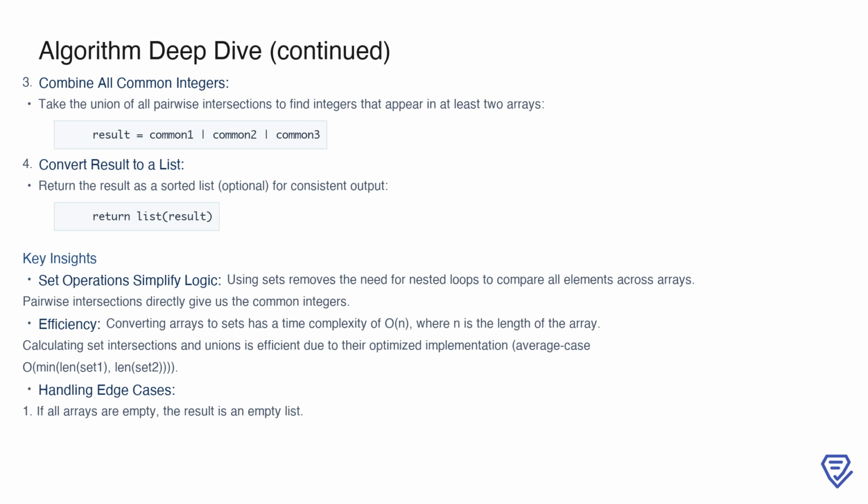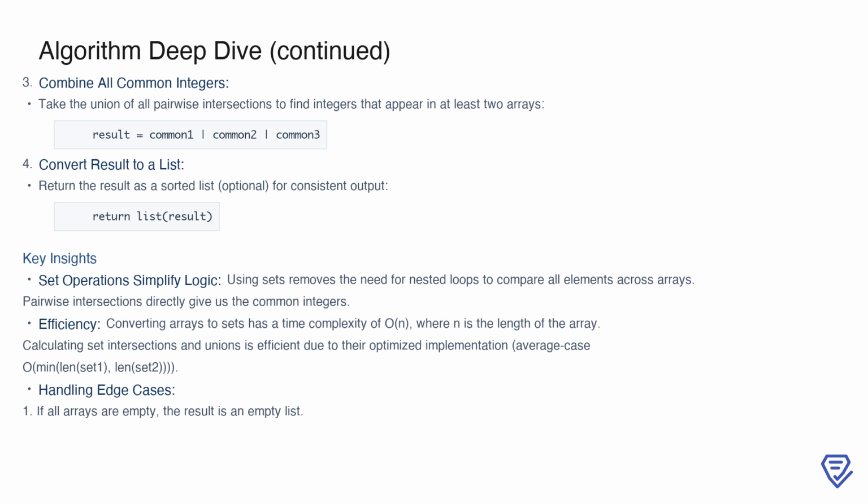After calculating the pairwise intersections, the next step is to combine all the common integers. This can be done by taking the union of common 1, common 2, and common 3 using the set union operator. This union will give us all integers that appear in at least two of the three arrays. For example, if common 1 is 3, common 2 is 5, and common 3 is an empty set, the union of these sets results in 3, 5. Finally, we convert this set into a list to meet the output requirement. Optionally, we can sort the list to ensure consistent order, though sorting is not mandatory for correctness.